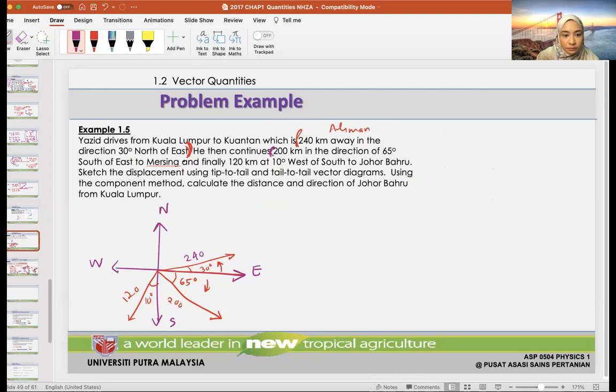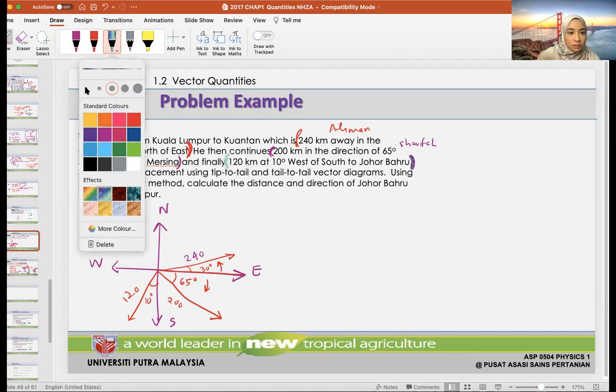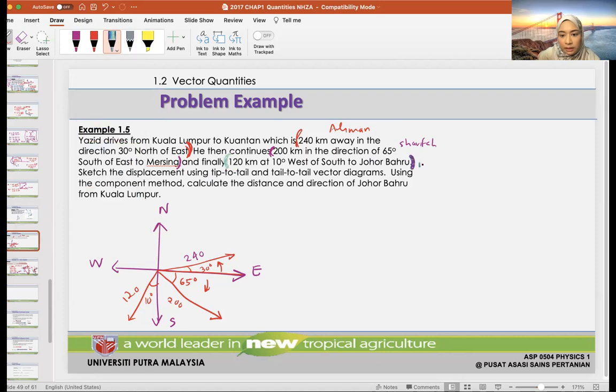Sharifah. Okay, resolve into x and y. Sharifah. Okay. And then Rachel to do 120 resolve. Okay, Rachel. And then Rachel. Tak cukup tempat tulis. Oh, sorry Rachel. Tulisan buruk. And then, oops. Khalida. Khalida to find out what is the Rx.